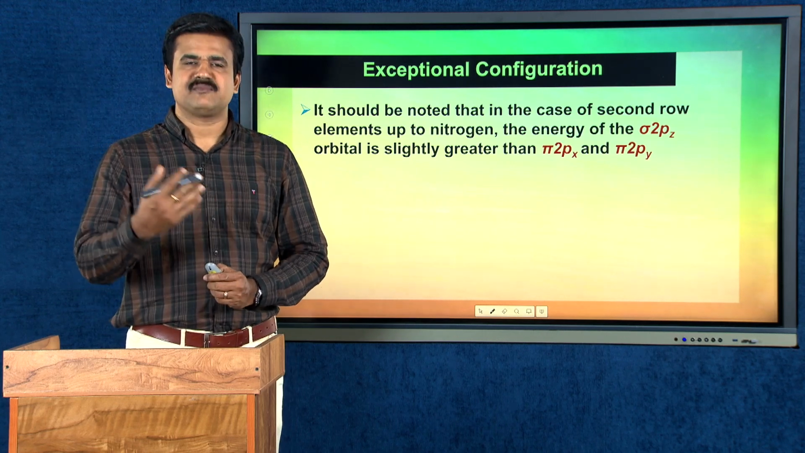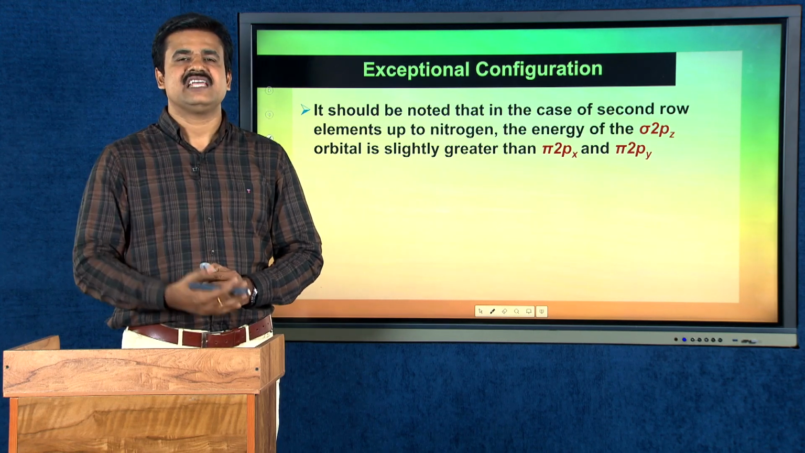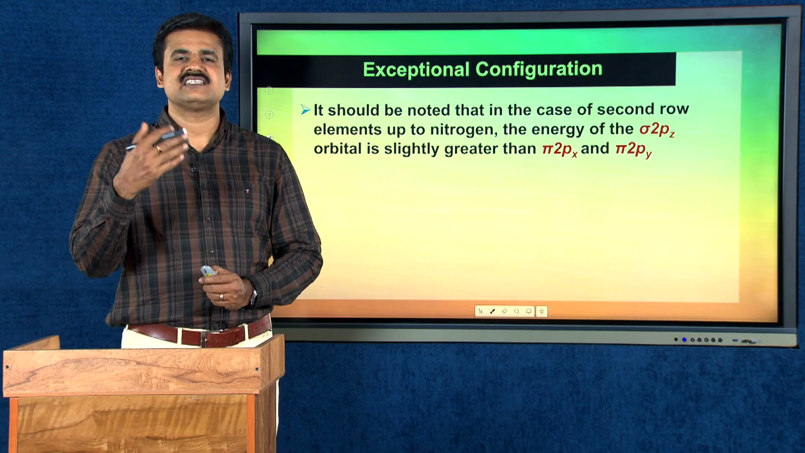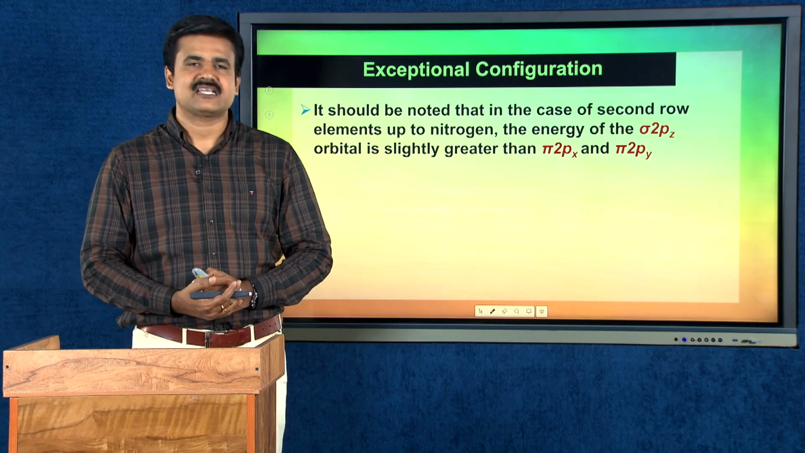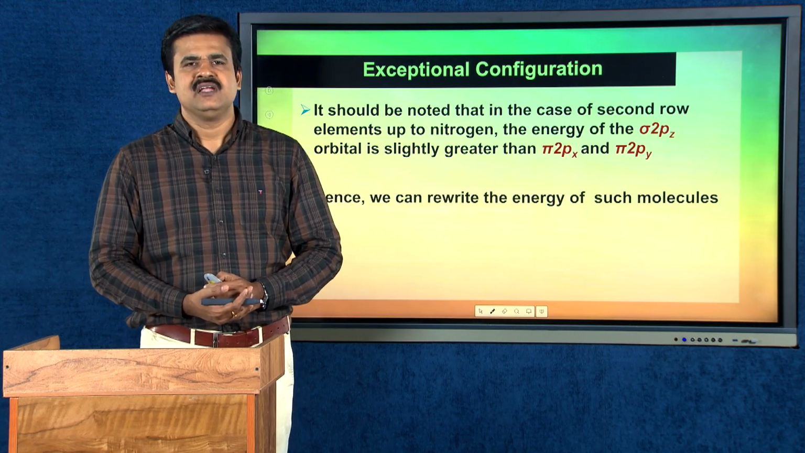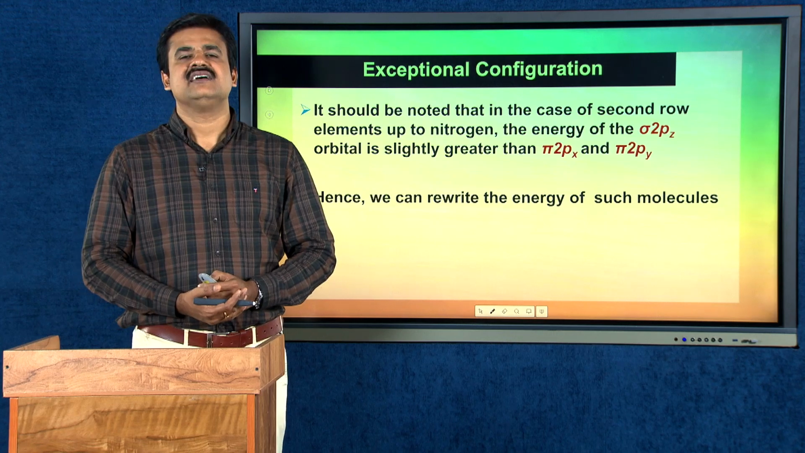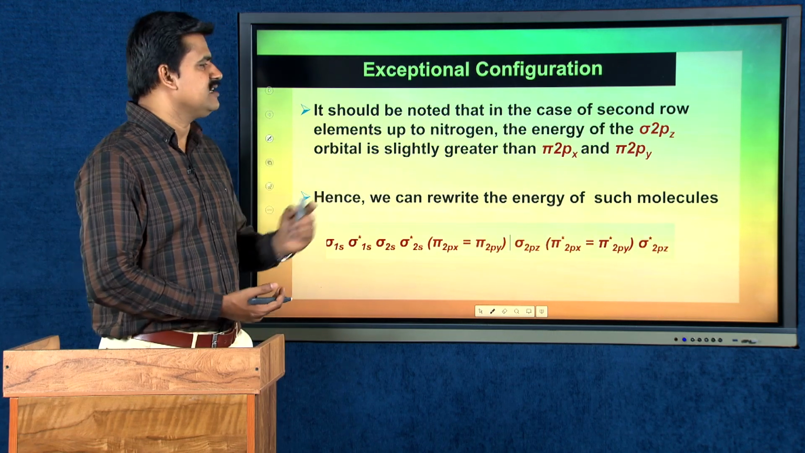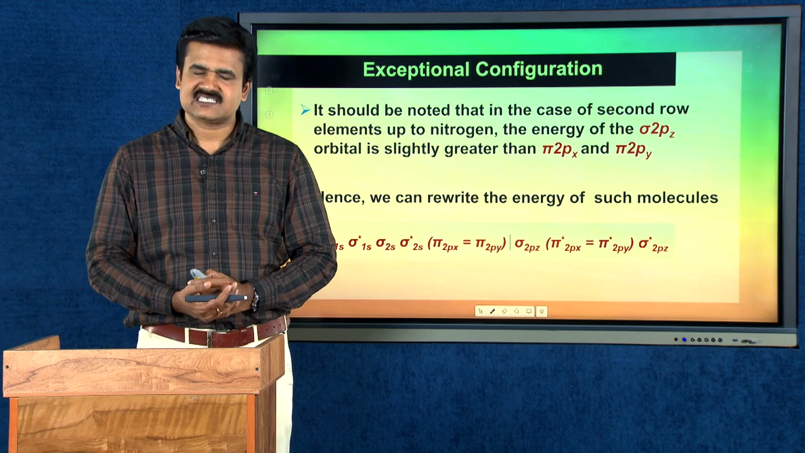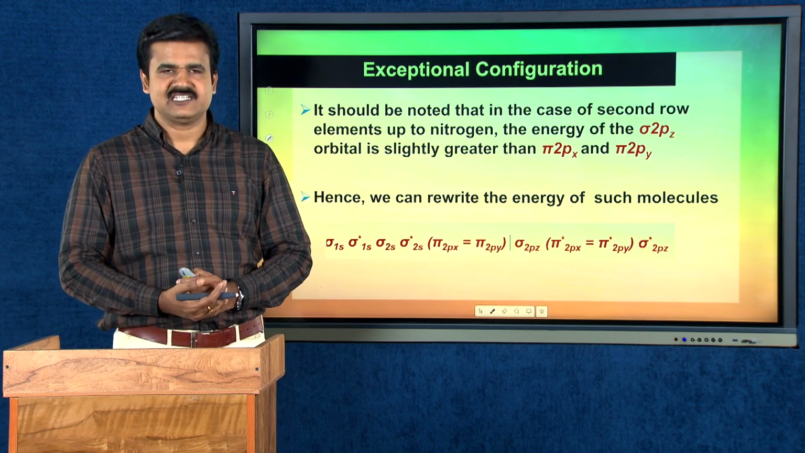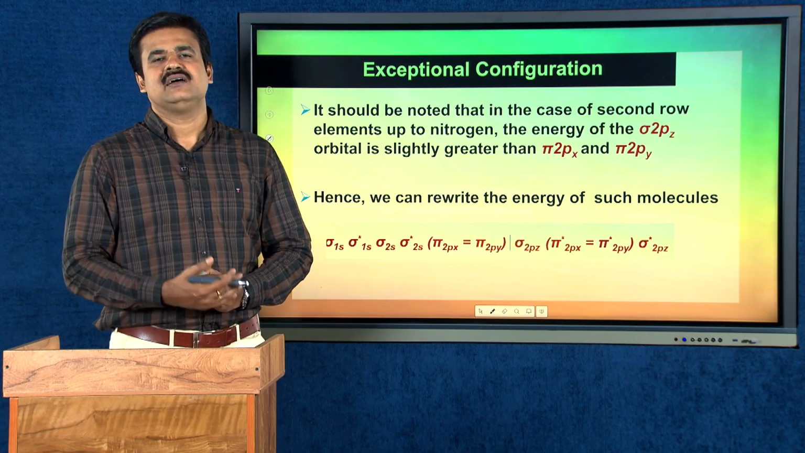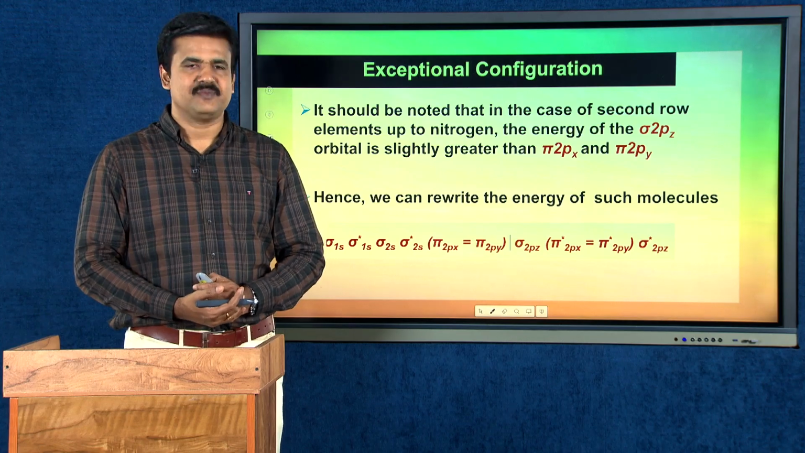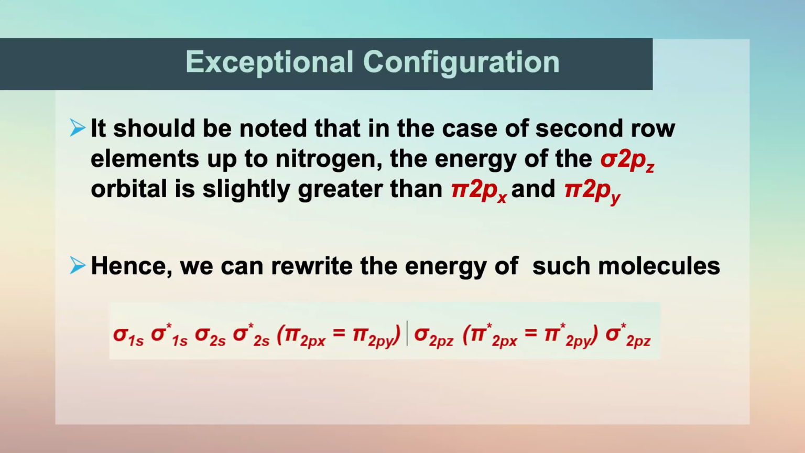This shows some exception, and this is called exceptional configuration, and this is only possible in the case of the second row elements up to nitrogen. Hence, we can rewrite the energy of such molecules as this is the new order, or the exceptional configuration or exceptional arrangement for elements up to nitrogen in the second row of the periodic table. This is the exceptional order.